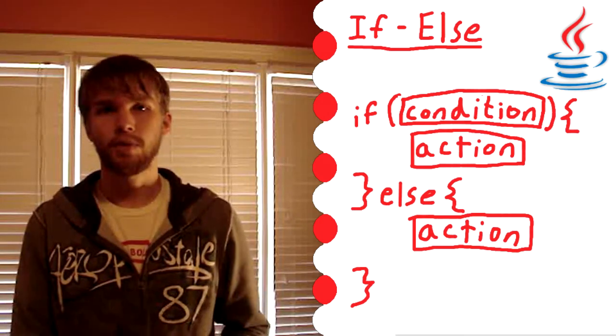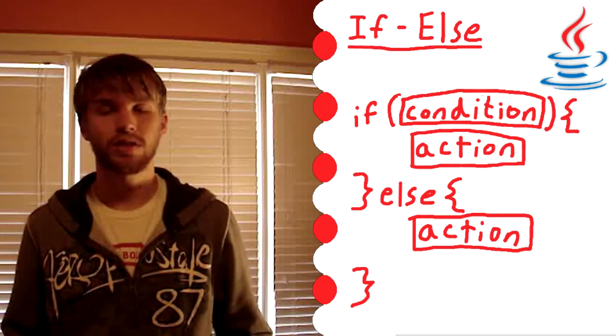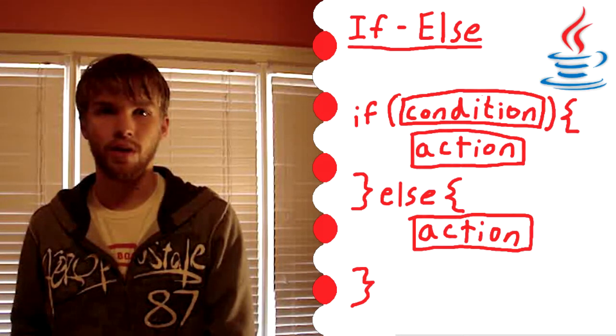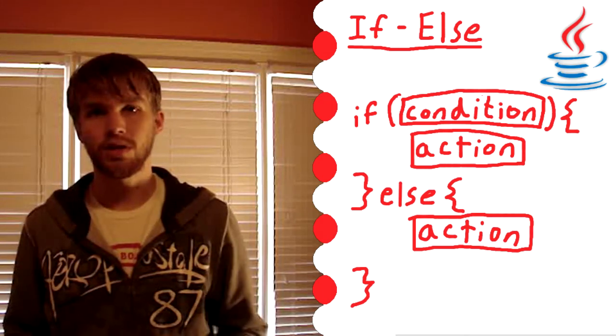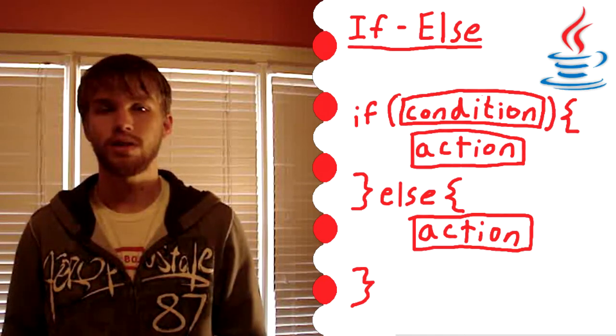Maybe you want to set this variable equal to this, or you want to perform a more complex action, could be anything. And then after the pair of brackets, you type down else, and another pair of brackets. In between those is what you want to happen if the condition is not met. And the same thing there, it could be anything that goes between those. It's just anything you want to happen if the condition is not met.